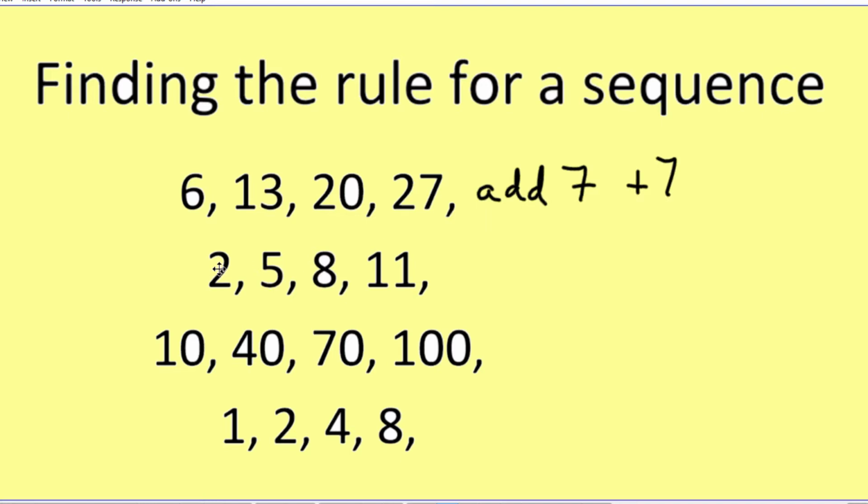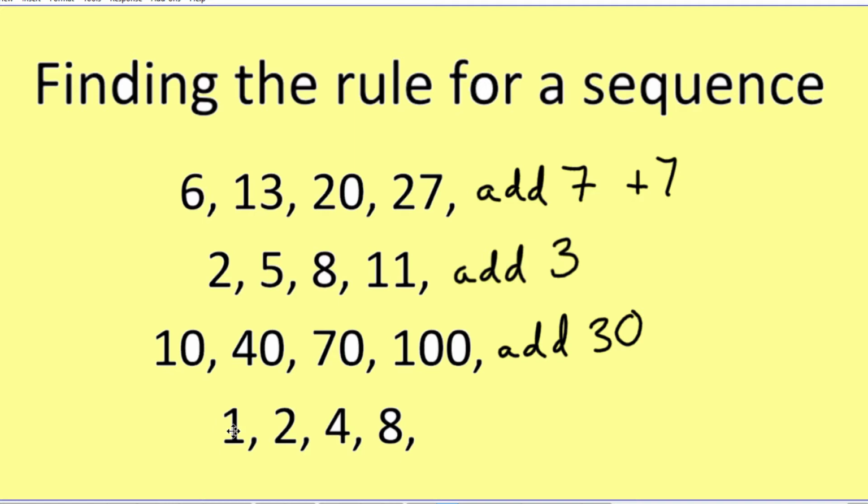Here we're going 2, 5, 8, 11. So we're adding 3. Here we're going 10, 40, 70, 100. So we're adding 30 each time. And here, this one looks a bit different.